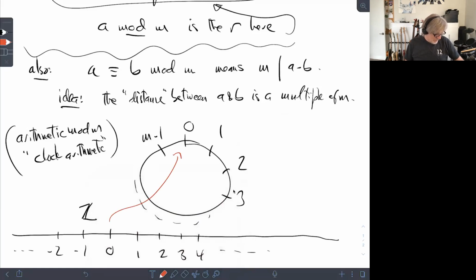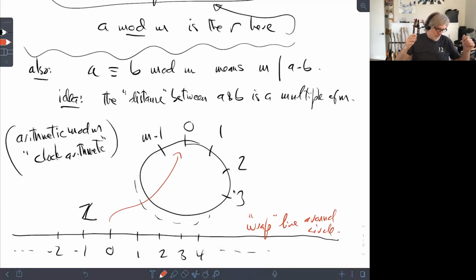And then you can wrap the line around the circle. And what does that give you? It gives you the remainders of the numbers. So you're wrapping this line around the circle, and each number will fall on one of these remainders. That's the remainder by division by m.